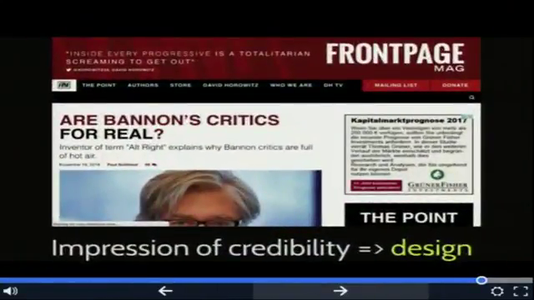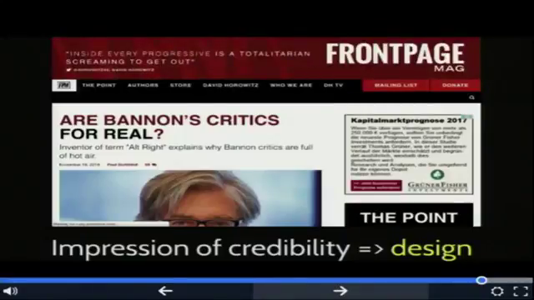Just to point out some of the content here, these sites also do something very interesting. Front Page Mag, for example, is a fringe site, but it looks a lot like Frontline for PBS. They're cloning parts of the designs of these websites to make them look more credible, using the same colors and the same fonts.